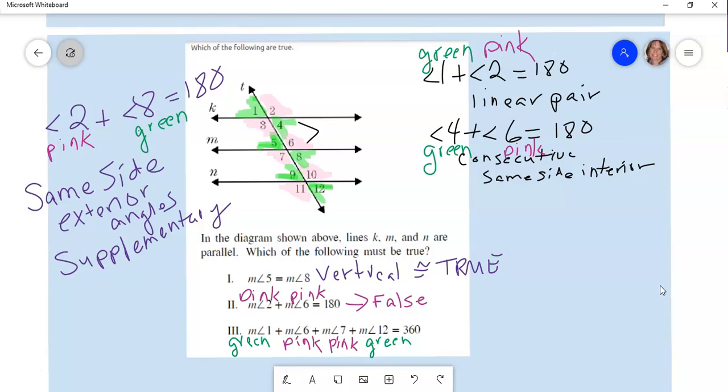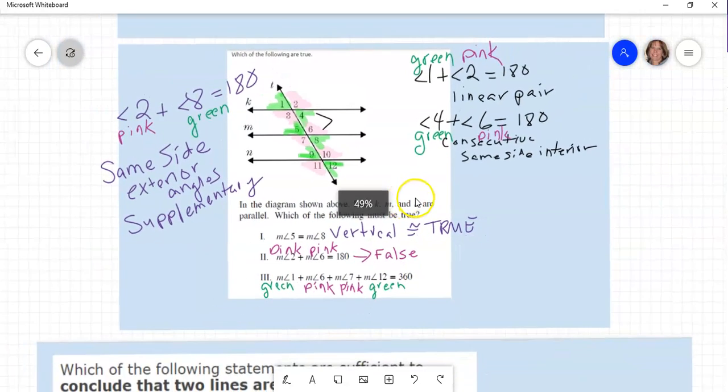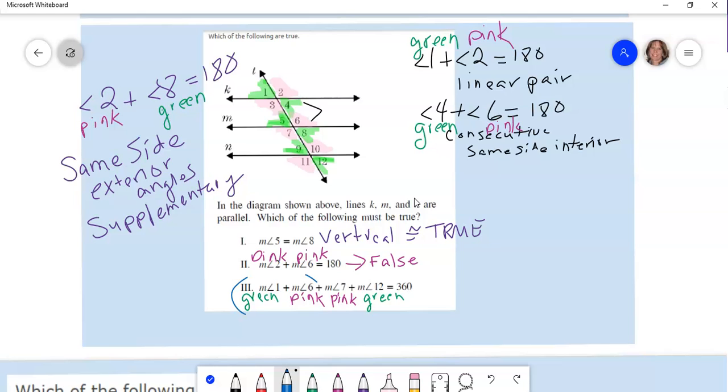So if we hold true to what we've been talking about here and above, we do have this relationship going on between pink and green, just based on the way that we had highlighted these colors. So is it not true then that we could say, okay, well, angles 1 and 6 are supplementary, so they're equal to 180. 7 and 12 are also supplementary, so they're equal to 180. And we could then add them together, and we would find that they are 360 degrees total. So this statement is also a true statement.